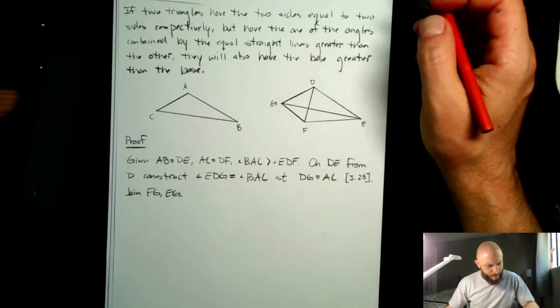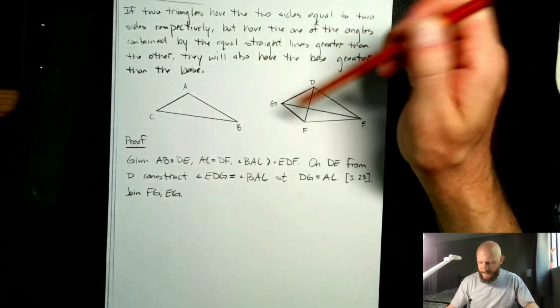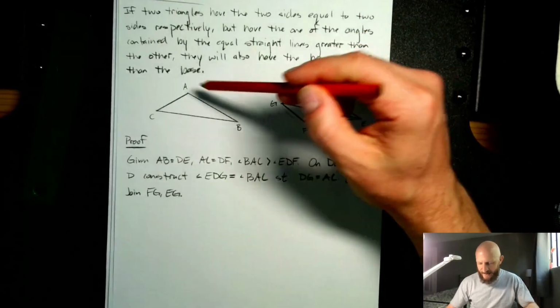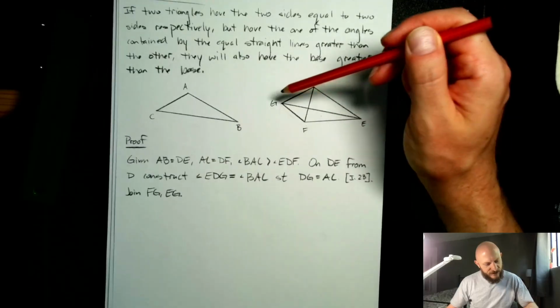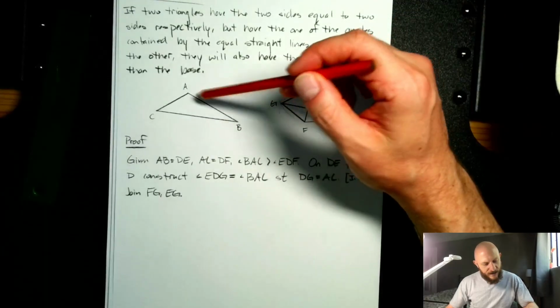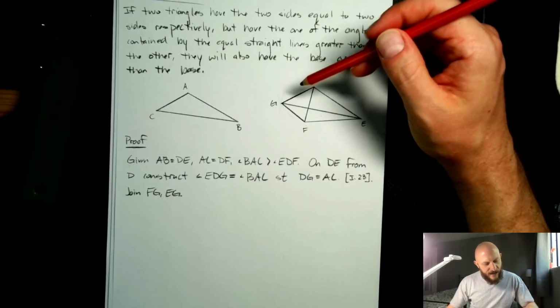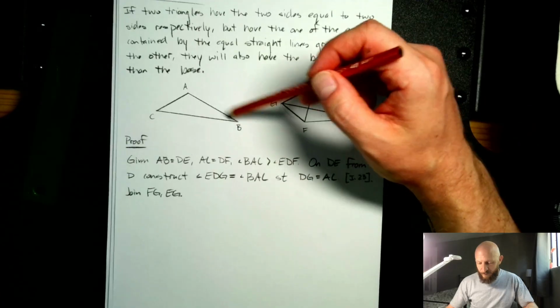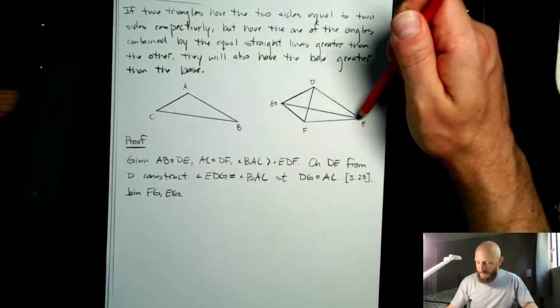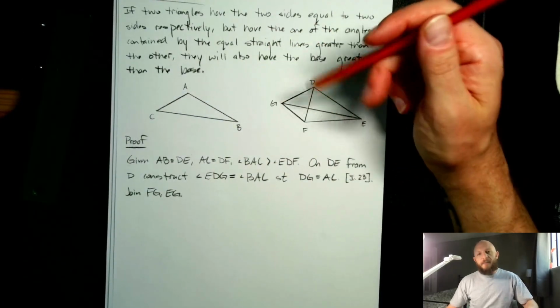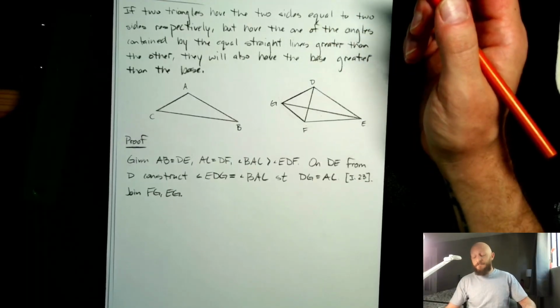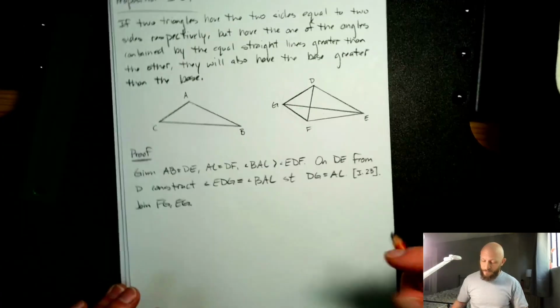Okie dokie. Then, since AB is equal to DE and AC is equal to DG, the two sides BA, AC are equal to the two sides ED, DG respectively, and the angle between them, namely angle BAC, is equal to angle EDG, which, by proposition 4, side angle side, says we have two congruent triangles.